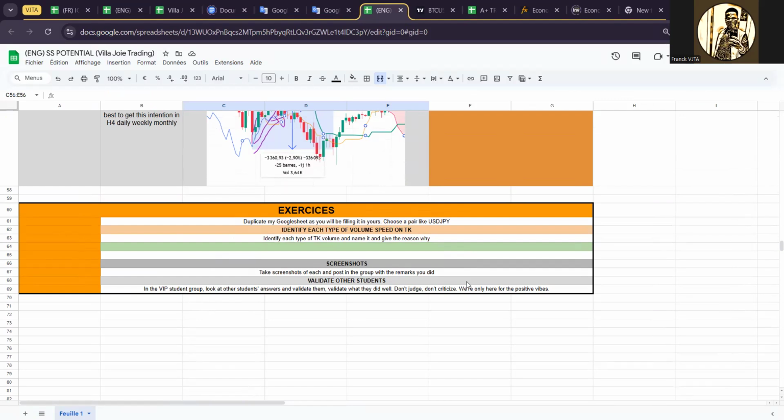Your exercise is to do all of this setup and send it in the group. Duplicate the Google Sheet, do all of this SS volume, this SS volume speed, the speed of the cloud, name it, put the screenshot, do all of them, send it in the group, and look at what other students are saying, and then let's have a conversation around all of this in a positive way. No critics, no judgment, just positive vibe, and we stay together.